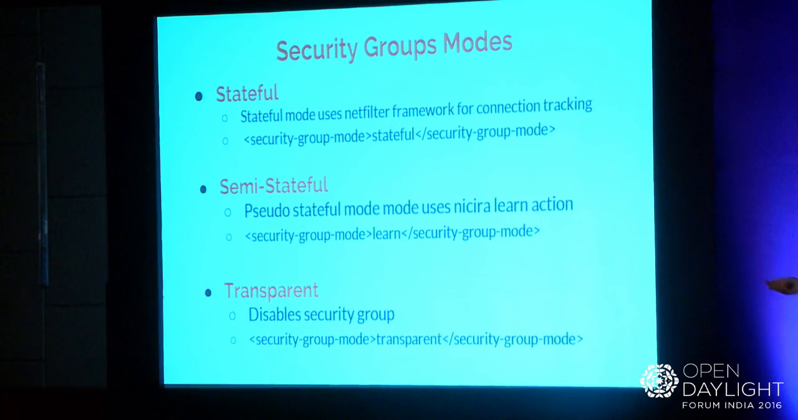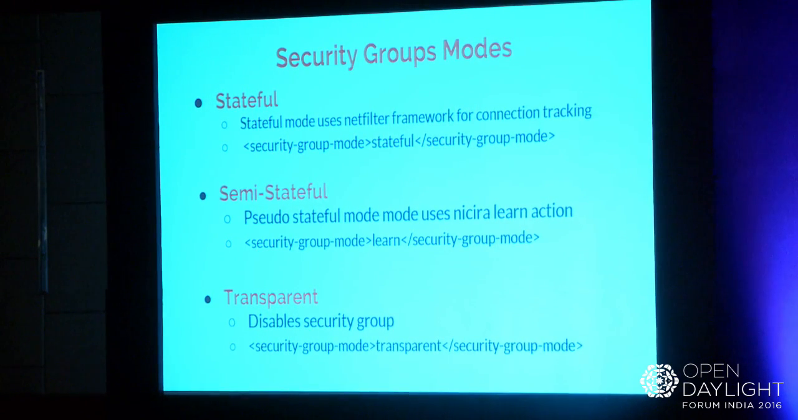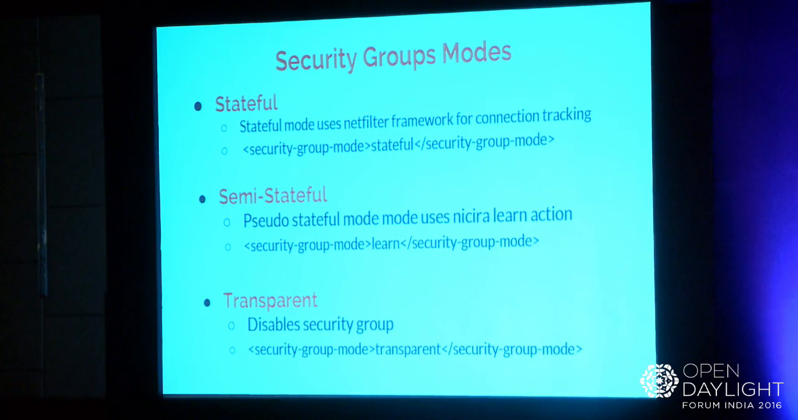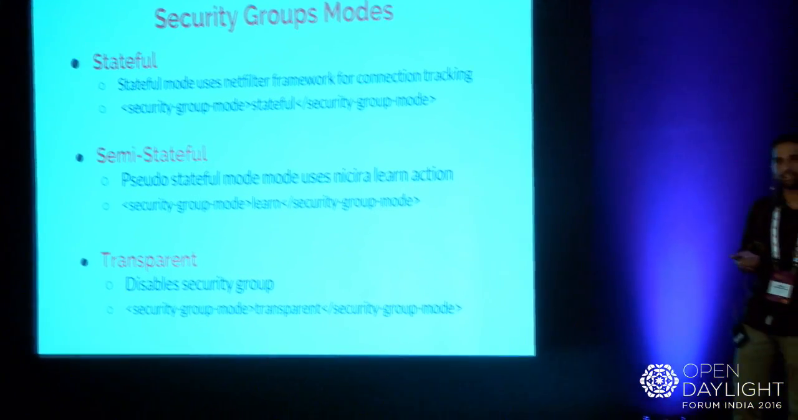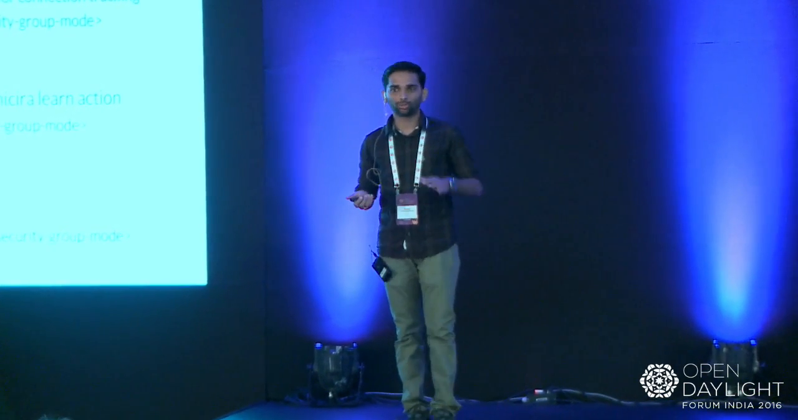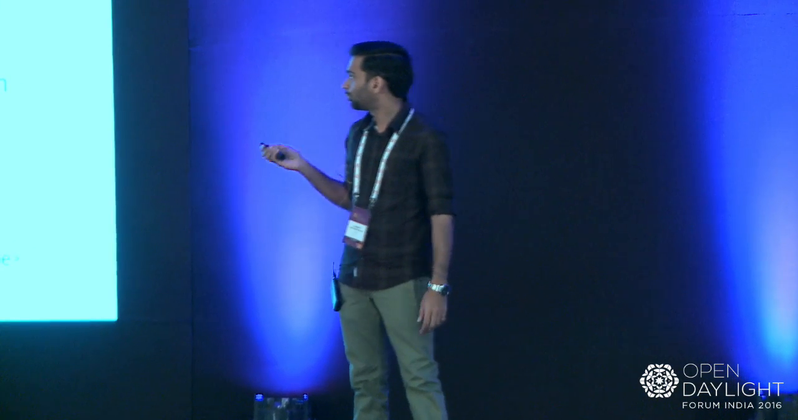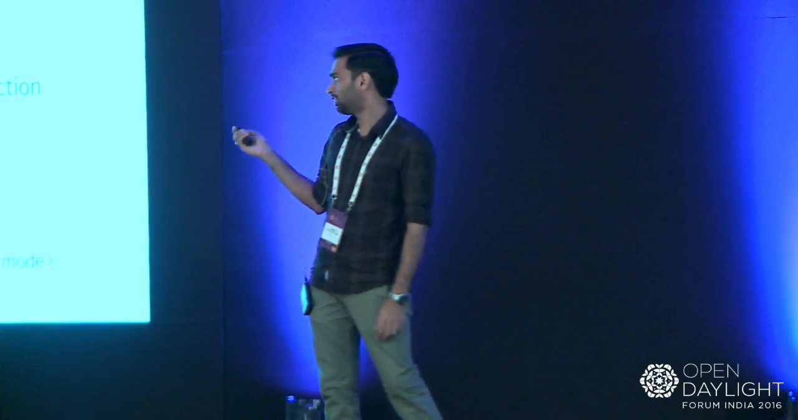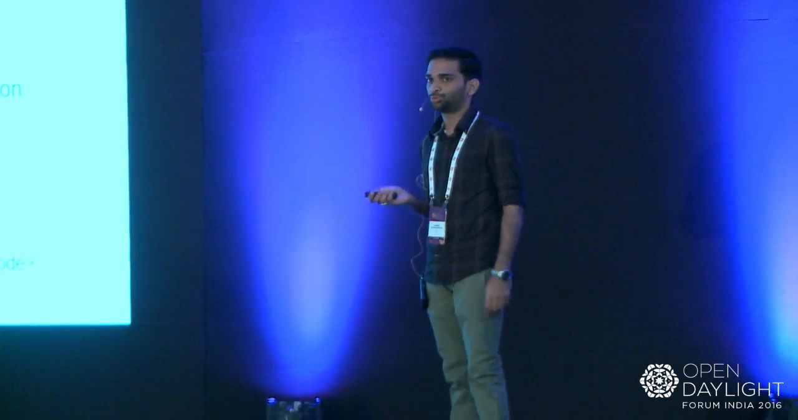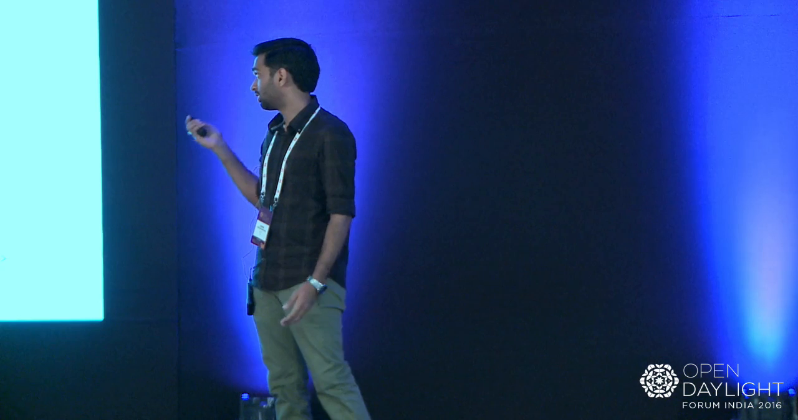Then there is the semi-stateful mode, or the learn-based mode. I'll come to it in more detail later. This mode learns the reverse rule: when forward traffic is allowed, the rule to allow reverse traffic will be automatically programmed in the pipeline. This mode is supported in OVS well below 2.5, or 2.4. So you can use it if you have a lower OVS version or you don't want to install the kernel module.